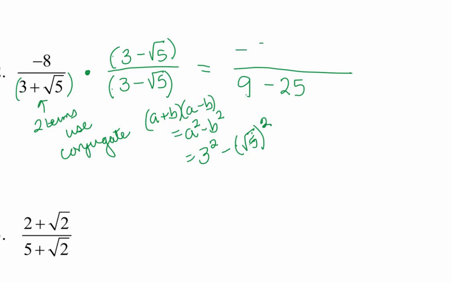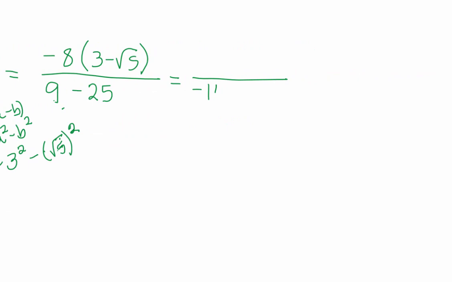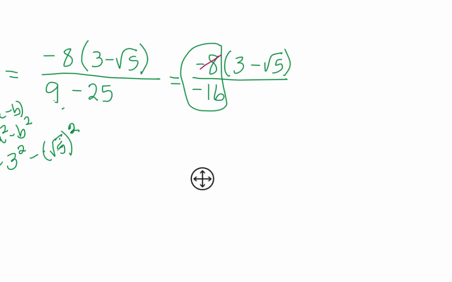And then over here, I'm still having that negative 8 times 3 minus square root of 5, which I'm not going to distribute yet until I see what's happening down here. Maybe I can reduce, right? So 9 minus 25 is a negative 16. Isn't that nice? That's going to be good with that negative 8, right? Okay, and so we're going to go ahead and reduce those. Negative 8 goes into itself once and into negative 16 twice. So I get 3 minus square root of 5 all over 2.